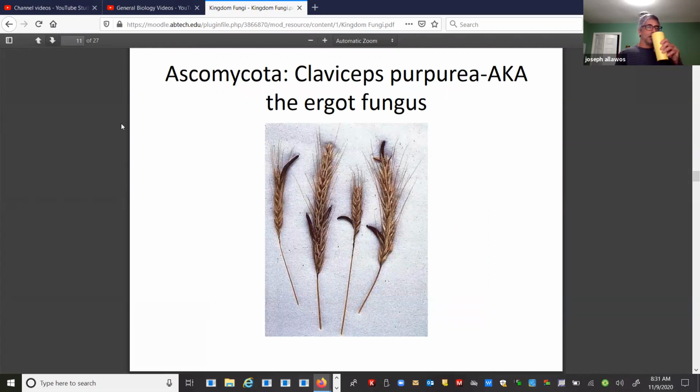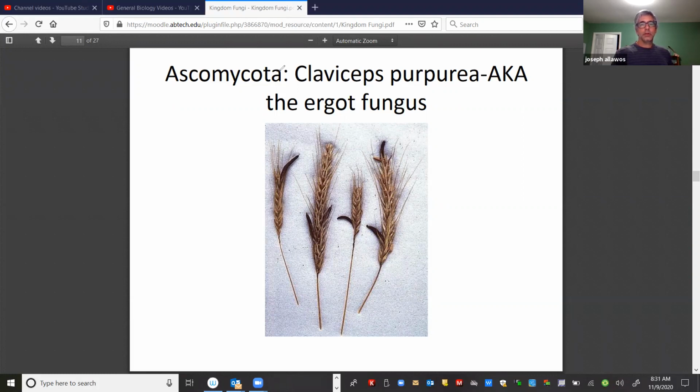Now, this one is worth talking about. Still in the Ascomycota, cup fungi and yeasts. This species is Claviceps purpurea, aka the ergot fungus. And let's just take a look at what we're seeing here, because this is just fascinating.